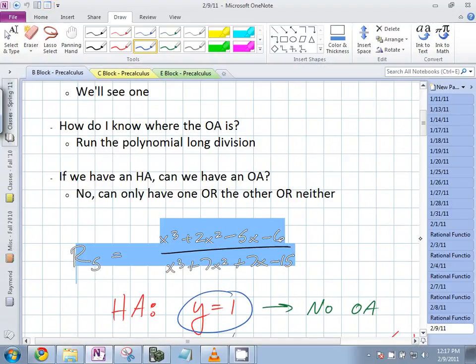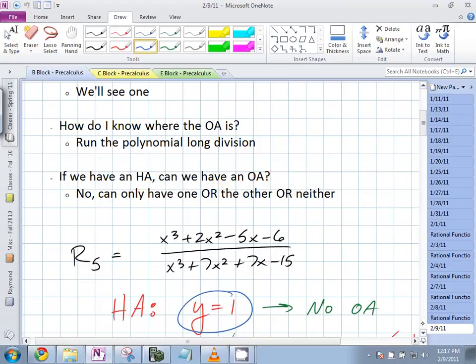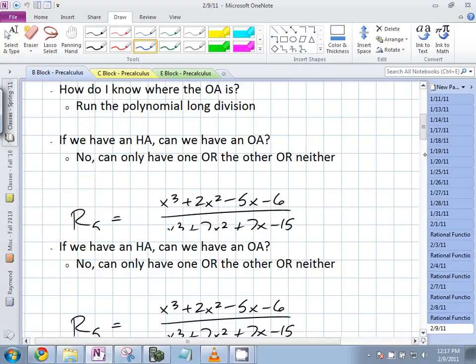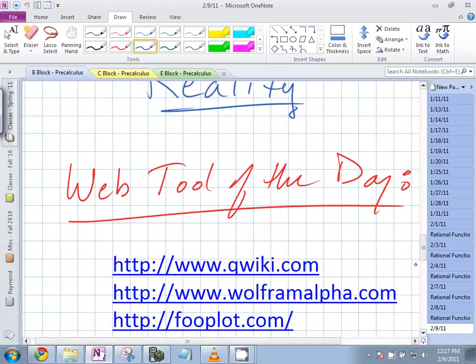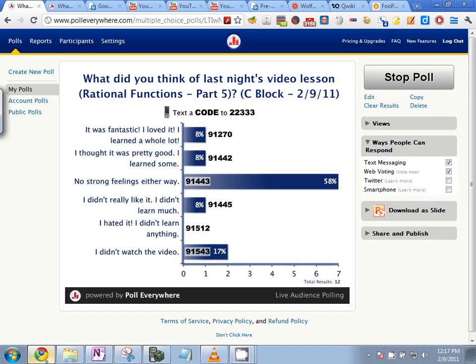Okay, so I want to introduce a new segment. You can think of it as a TV show, and I'm going to introduce different segments to you. Here we go. So we're going to look at a new segment called Web Tools of the Day. There's a few things I want to show you to help you with this class and other classes. I'm going to try to give you as many as I can come up with.